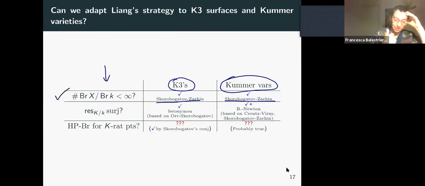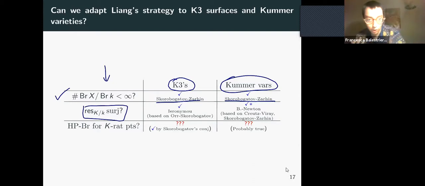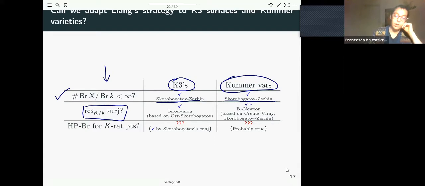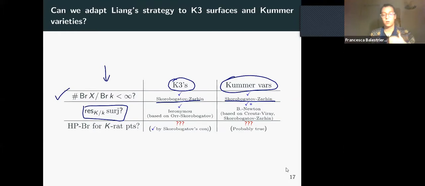The first hurdle, we overcame the first obstacle. Okay, so the second obstacle was, can we prove that the restriction map is surjective, or even better, an isomorphism? In the case of K3 surfaces, there is a result by Hieronymou, and this result was based on a previous result by Orr and Skorobogatov, which says that yes, that's also not a problem. We do have a surjectivity of this restriction map.